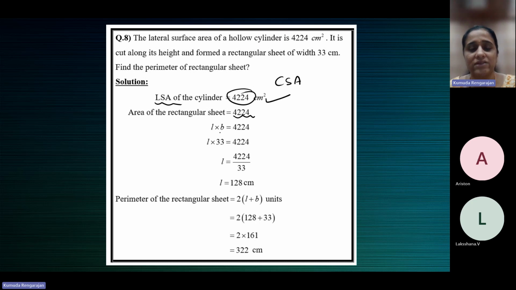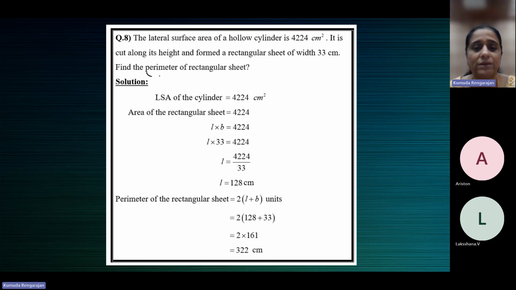Area of a rectangle is L into B. So L into B is equal to 4224. The width of the rectangle is given to us. So L into 33. This is L, children, not 1. L into 33 is equal to 4224. So L is equal to 4224 divided by 33. So the length of the rectangle formed is 128 centimeters.